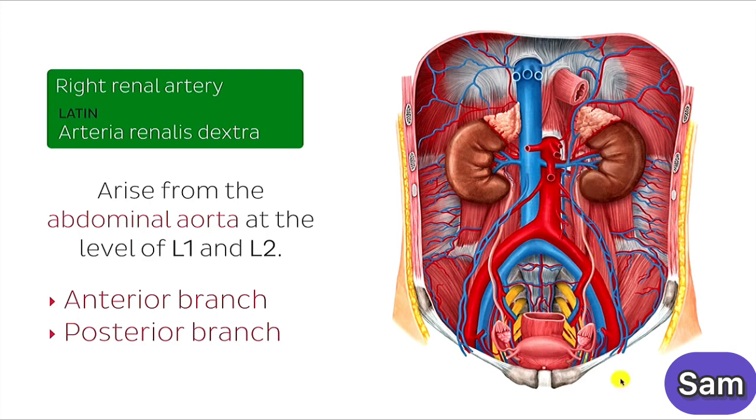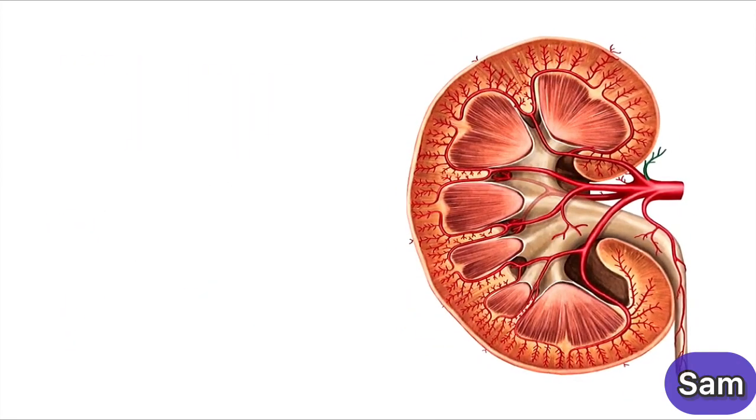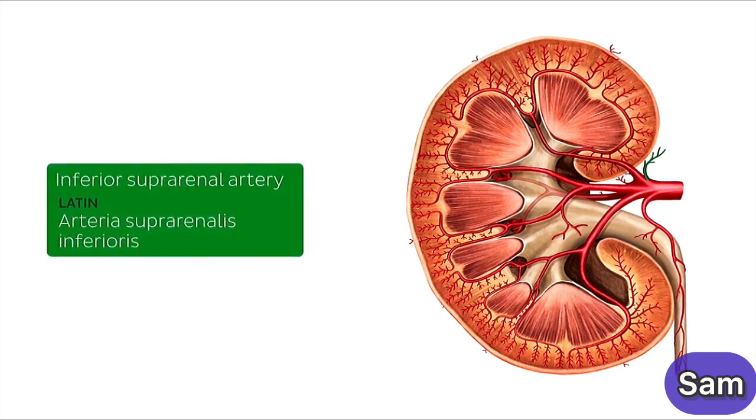which is known as the left renal vein. The next branch that we're going to be talking about, seen now highlighted in green, is known as the inferior suprarenal artery, and the inferior suprarenal artery is the first branch of the renal artery that supplies the suprarenal gland. It arises from the renal artery before the terminal branches.